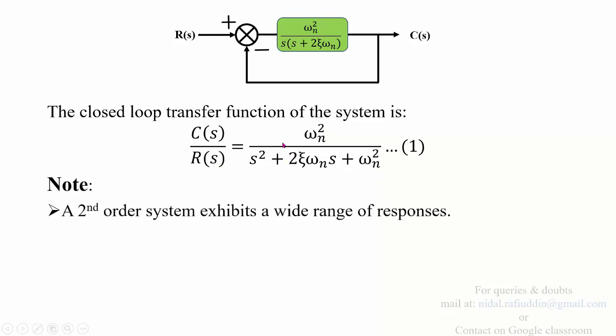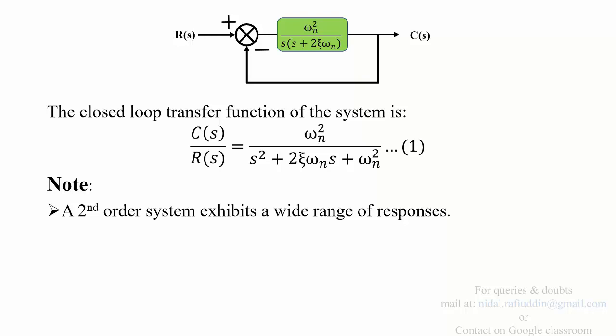Now, a few things to note is that a second order system exhibits a wide range of responses. So this is important. In case of first order system, we saw that the response was changing because of changing the time constant. So the only change that we observed in first order system in the responses was in the speed of response. The form of response didn't change in first order system.